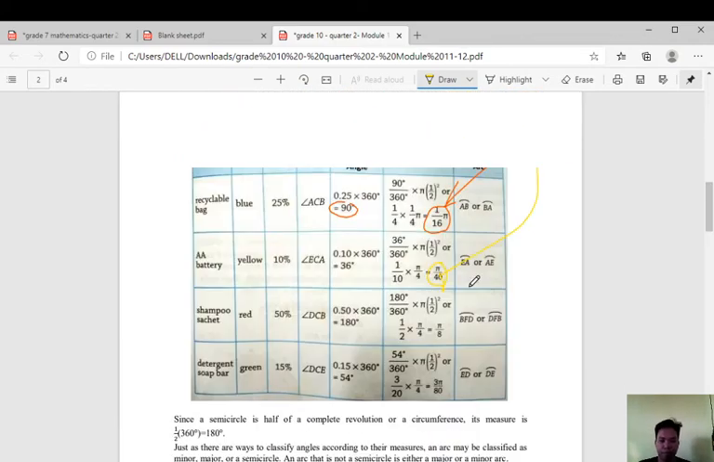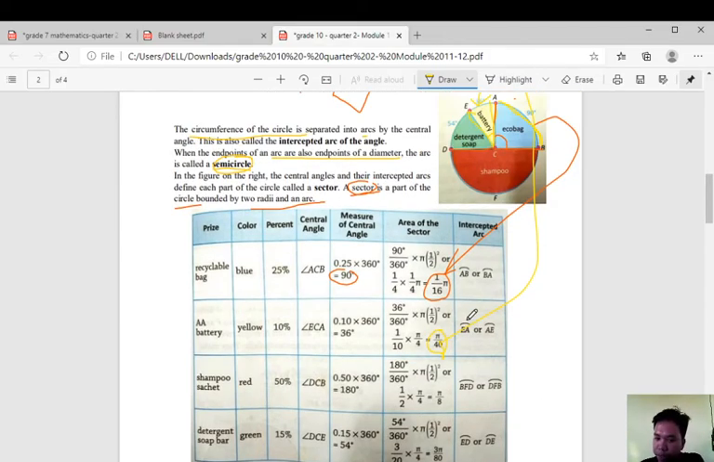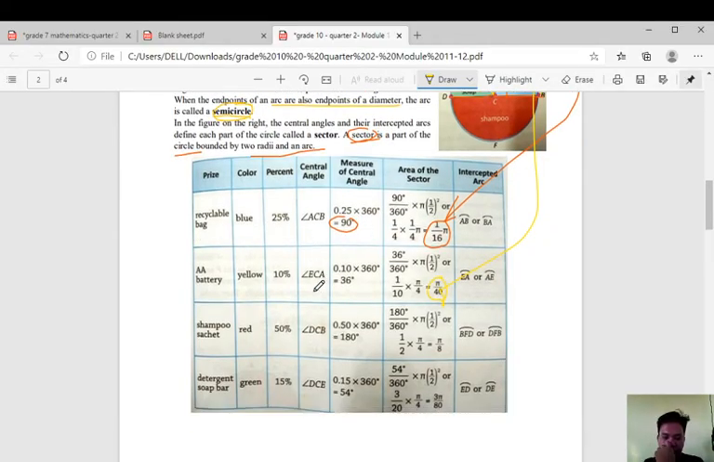Alright? So I let you solve for this. I let you discover the remaining two rows here. I'll let you study this. So we just solve it the same procedure as we solved the first two. Okay.